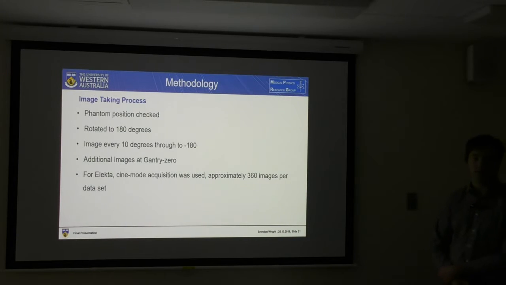Once this was confirmed, the linear accelerator was rotated to 180 degrees, and then an image was taken every 10 degrees through to negative 180 degrees for both of the Varian linear accelerators, as well as additional images at gantry 0, whereas for the Elekta, images were taken using cine mode acquisition with approximately 360 images per rotation.